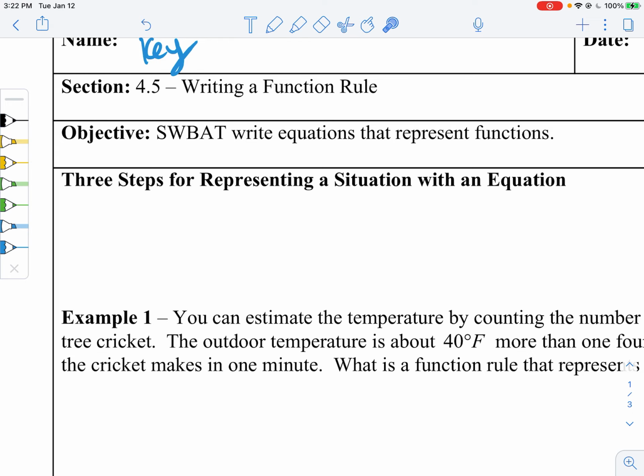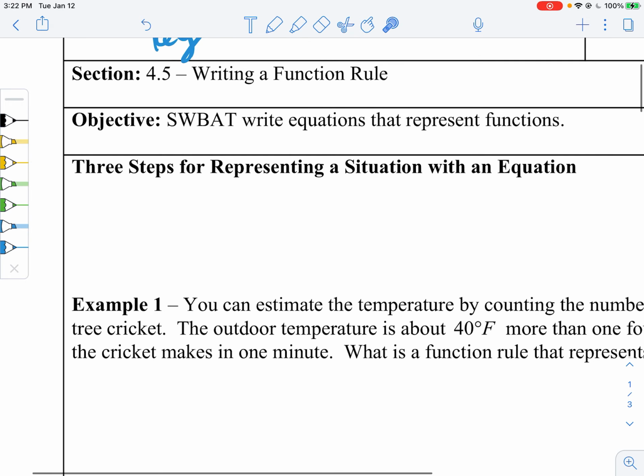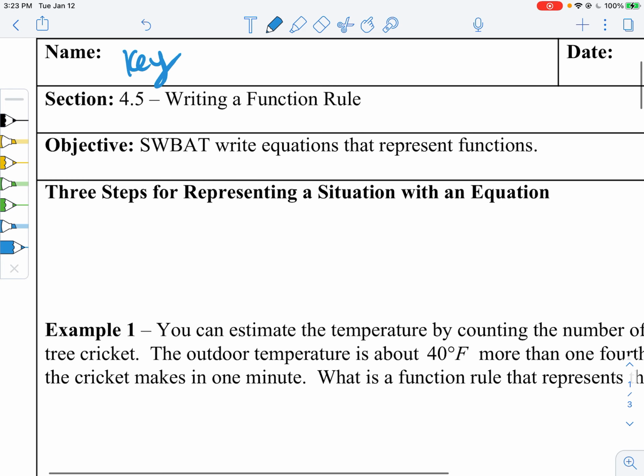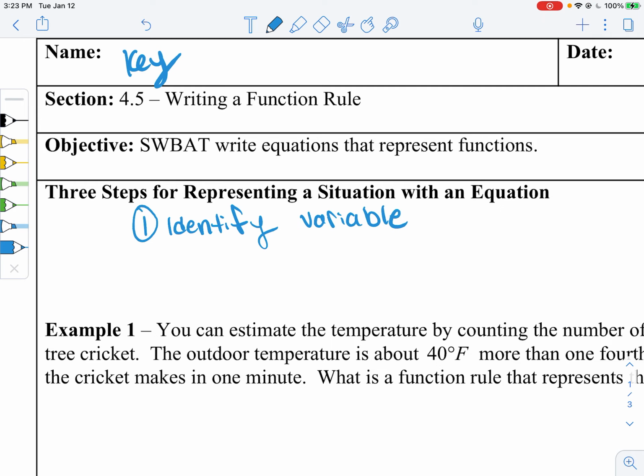But first, let's start out with a helpful hint of 3 steps for representing a situation with an equation. The first step is you want to figure out what you're dealing with. In math language, this is called identifying variables. So first you want to identify what two quantities you're working with. What's changing? What are we going to focus on? So identify your variables. The second step is to relate it to your situation. What else is going on?